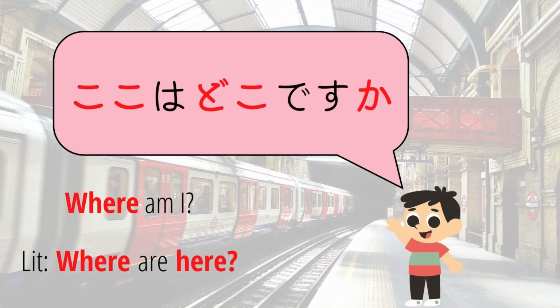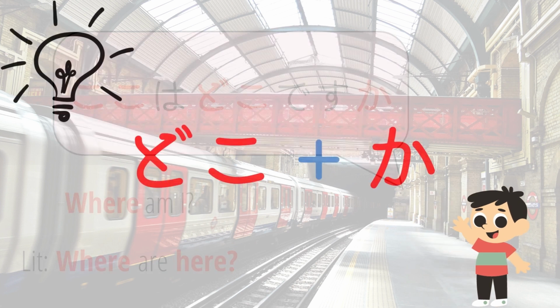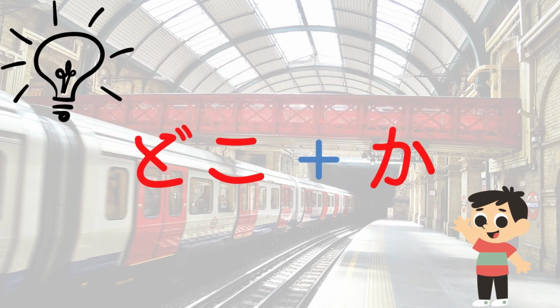ここは、どこですか？ This literally means, where is here? Doko is used as the interrogative word to ask where. The ka is used as the question mark.